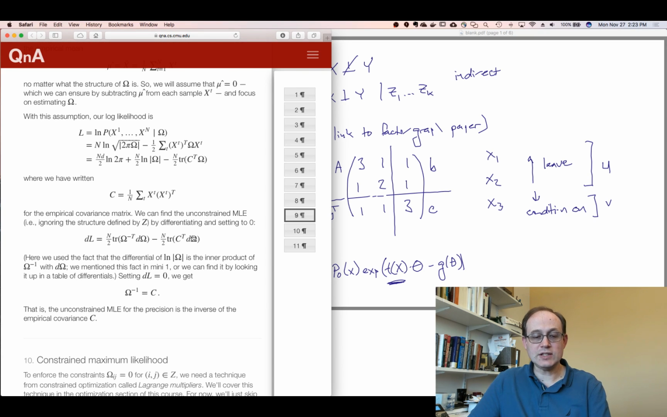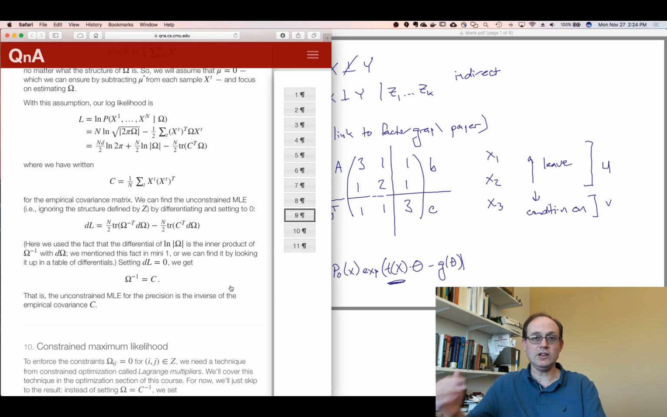And so if we were just trying to find the unconstrained maximum likelihood estimate, we would differentiate this and set it to 0. And you guys have done a bunch of derivatives like this before in exercises, so I'll just give the answer for the derivative, right? So the derivative of the log determinant is the trace of omega inverse transpose times d omega, and the derivative of the trace is a linear function, and so the d passes straight through, and we get trace of C transpose d omega. And so if we set dL to 0, that means we have to set the coefficient of d omega to 0, which means we set omega inverse transpose equal to C transpose, right, or omega inverse equals C.